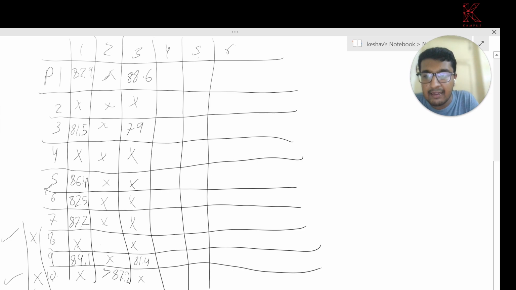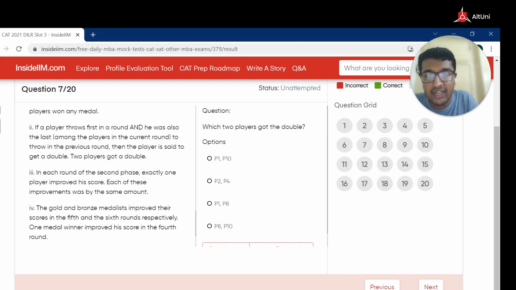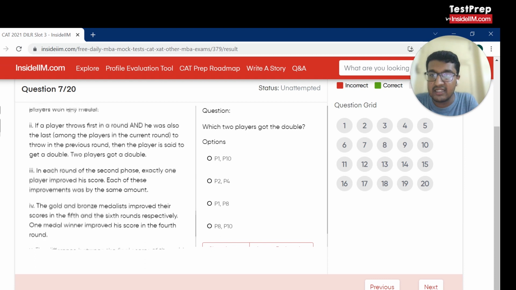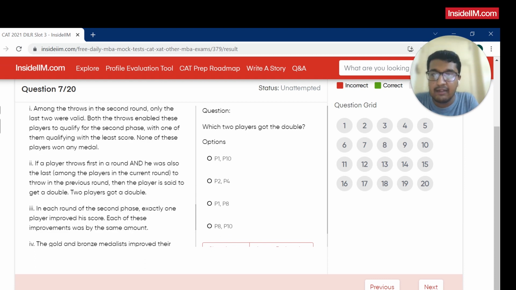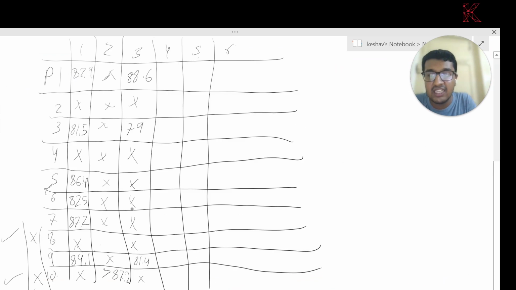Now, as 8 has the least score out of the 6 qualifying players, here's a question. The throw enabled both these players to qualify for the second phase, with one of them qualifying with the least score. So 8 must have scored the least out of those qualifying for the second stage. Now let's see who must have qualified for the second stage.